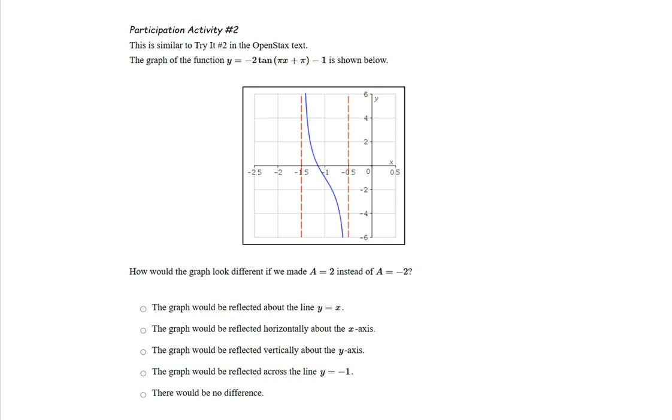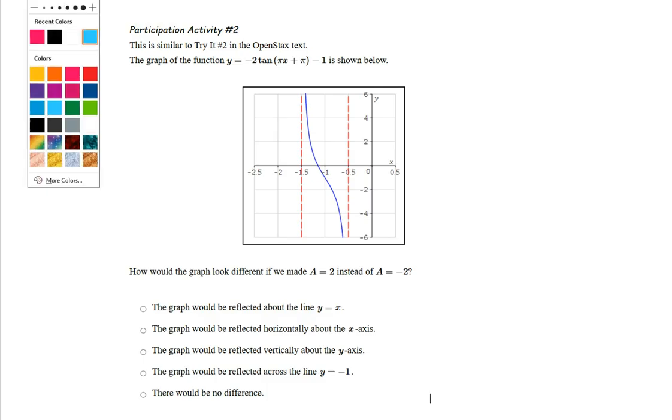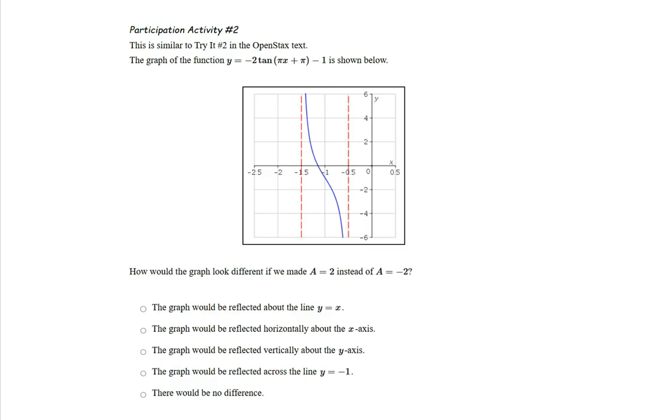This one doesn't take as long as number one because they're only asking you about one thing. It says, how would the graph look different if we made a equal to positive 2 instead of a equal to negative 2? All right, now I want you to notice, I'm going to use a yellow dot because I think I'll be able to see this.